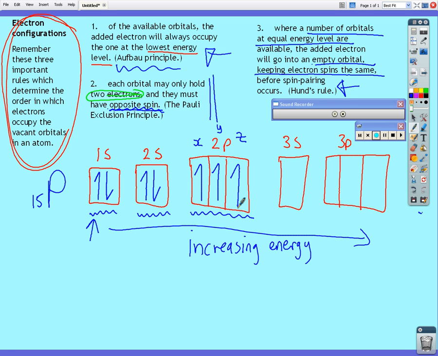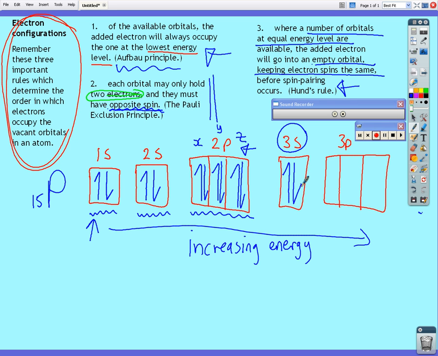Well, the next 3 are still going to go into the 2p orbitals because that's the orbital available of lowest energy. But now, according to the Pauli exclusion principle, they're going to have opposite spins. So there we go, there we go, there we go. So we've got 2, 4, 6, 8, 10 electrons so far, 5 remaining. Well, the next orbital of lowest energy is the 3s. So our next electron goes in there, and our next electron goes in there. So we've got 12 electrons.